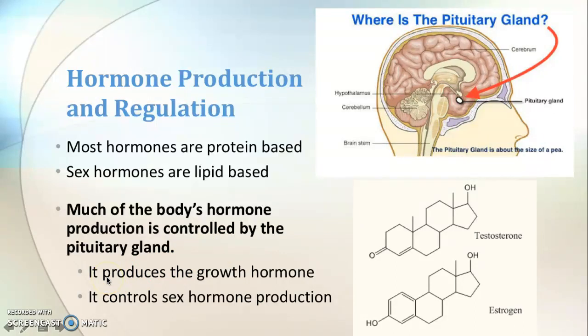So the other thing that the pituitary gland does is it produces growth hormone. Growth hormone, the human growth hormone, allows you to grow taller and bigger throughout your entire lifetime. And then again, the sex hormones. I added here a picture of estrogen, which is one of the female sex hormones, and testosterone, one of the male, considered the male sex hormone.